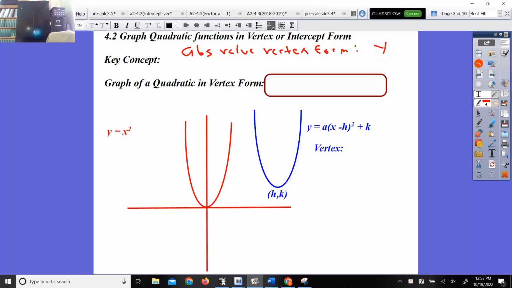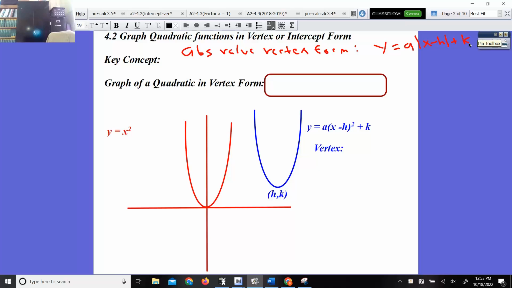I agree there's an A. Y equals A, absolute value of x minus h, plus k. If you understood that form, you will understand today's form. If you did not understand that form, then this gives you a little reinforcement to maybe figure it out.